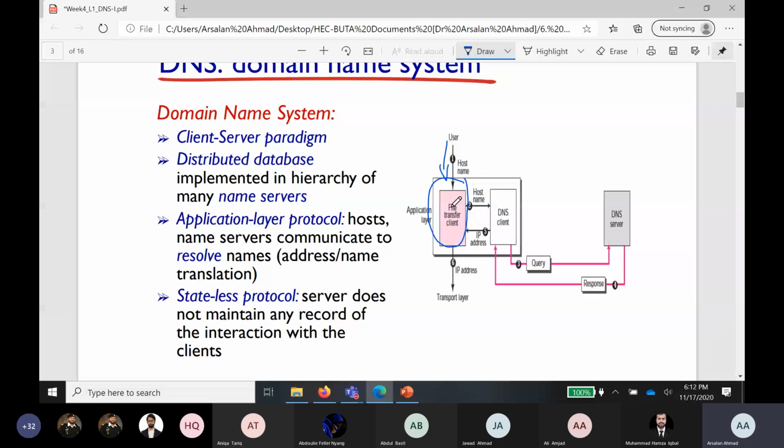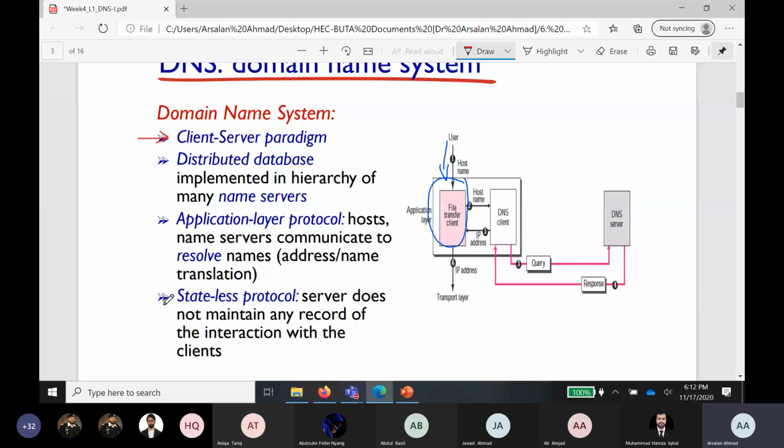And then we saw that it has several salient features. For example, it follows the client-server paradigm. It is a distributed database, so to avoid a single point of failure, it's implemented in a hierarchy of many name servers. And it's an application layer protocol. Obviously, it's a stateless protocol.